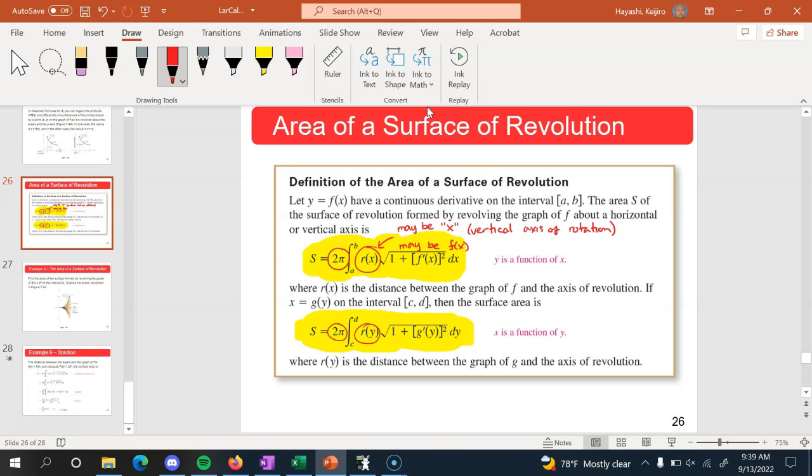So the radius can be x, the radius can be y, but either way, you're going to want to express it in terms of x. And it can be f of x if it's a horizontal axis of rotation.